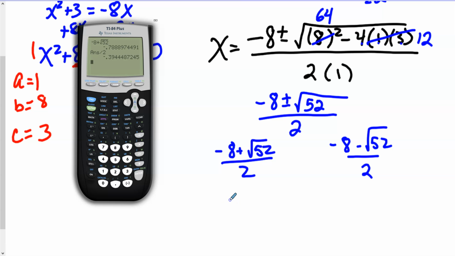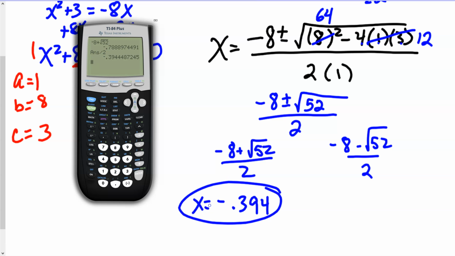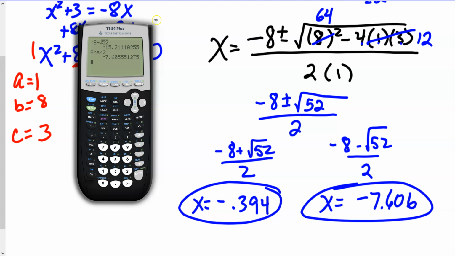I get negative 0.394. That's one answer. The other answer, I'm going to find that by doing the same thing. Negative 8, only instead of adding the square root of 52, I'm going to subtract the square root of 52. I'm going to hit enter and get an answer, and then I'm going to divide that by 2. I get negative 7.60555, so I'm going to round up to 6. That's the other answer.